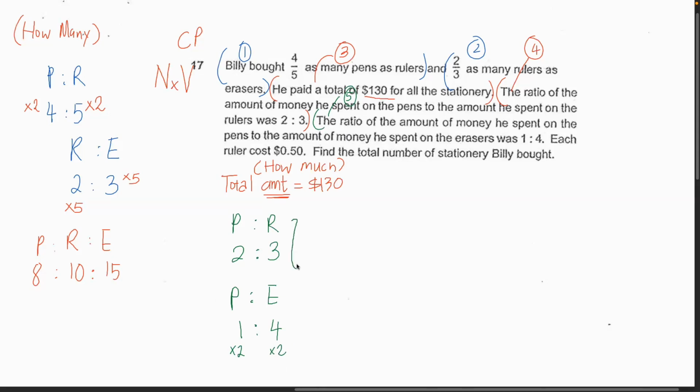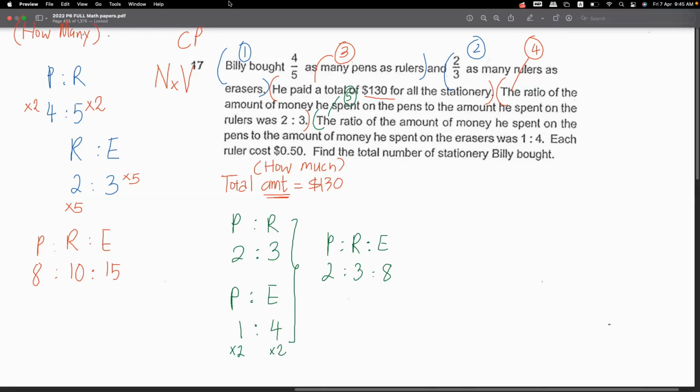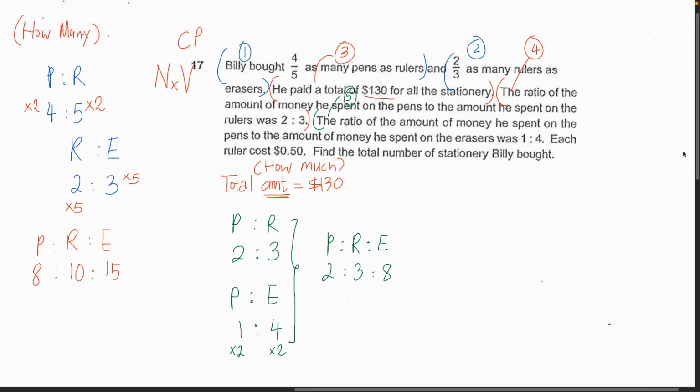So therefore, my final ratio for how much did he spend, I repeat again, is P to R to E. That gives me 2:3:8. Am I making sense here? Can you see that? Now, I want to highlight to you one thing, okay? The ratio on the left-hand side under how many is different from the ratio on the right-hand side under how much. Why is that so? Because on the left-hand side, it talks about how many did I buy. It talks about the number. On the right-hand side, it talks about the value. Am I making sense here?